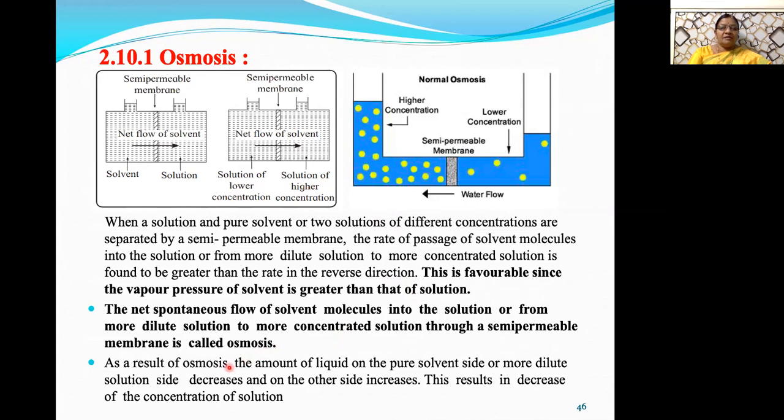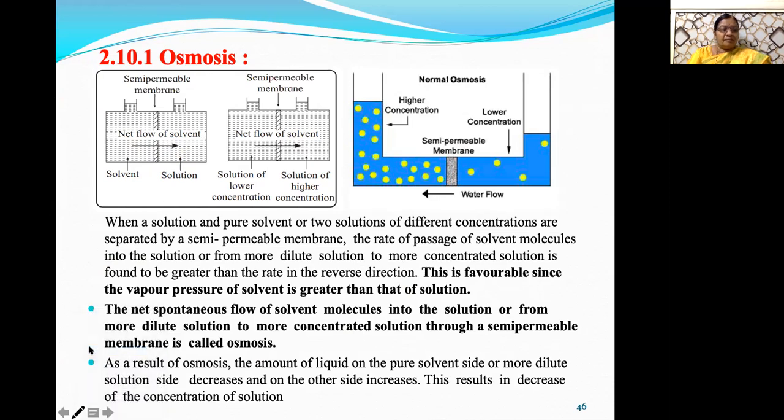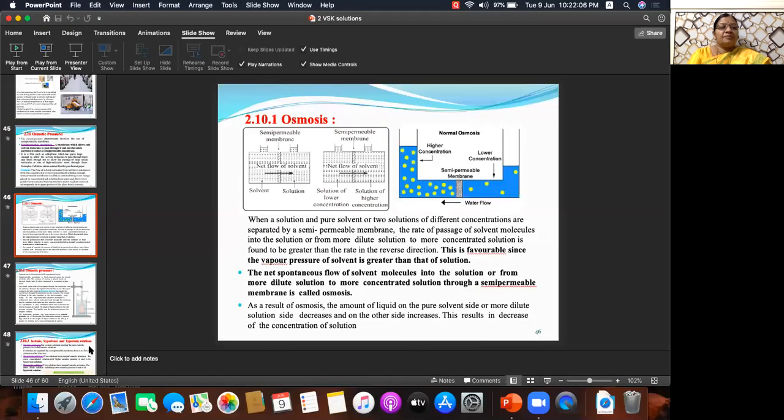As a result of osmosis, what happens? The amount of liquid on the pure solvent side decreases. On the other hand, here it increases. So the solution becomes dilute compared to the initial concentration due to osmosis. Let us see a small video related to osmosis. Here, I start this video.